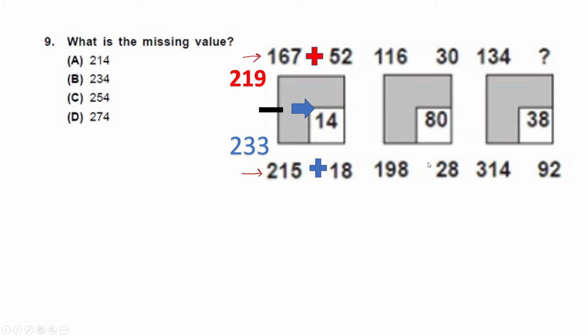Let's look at the second block. If I sum up the above two numbers, the answer is 146. And the sum of 198 plus 28, which are the below two numbers, is 226. The difference of these two gives me 80 again. So that means this pattern is right.